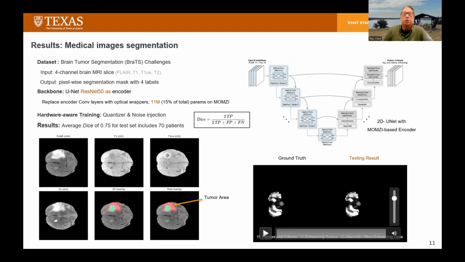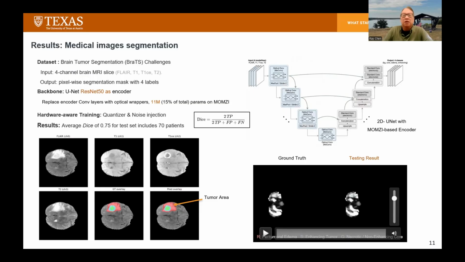We use a 2D UNet, and we take ResNet-50 as the encoder backbone. Considering the network size is quite large, we just replace the convolution layers in the encoder with our multi-operand MZI-based optical convolution wrappers. Using this setup, there are 11 million parameters, roughly 15% of the total. Again, we use a hardware-aware pipeline.